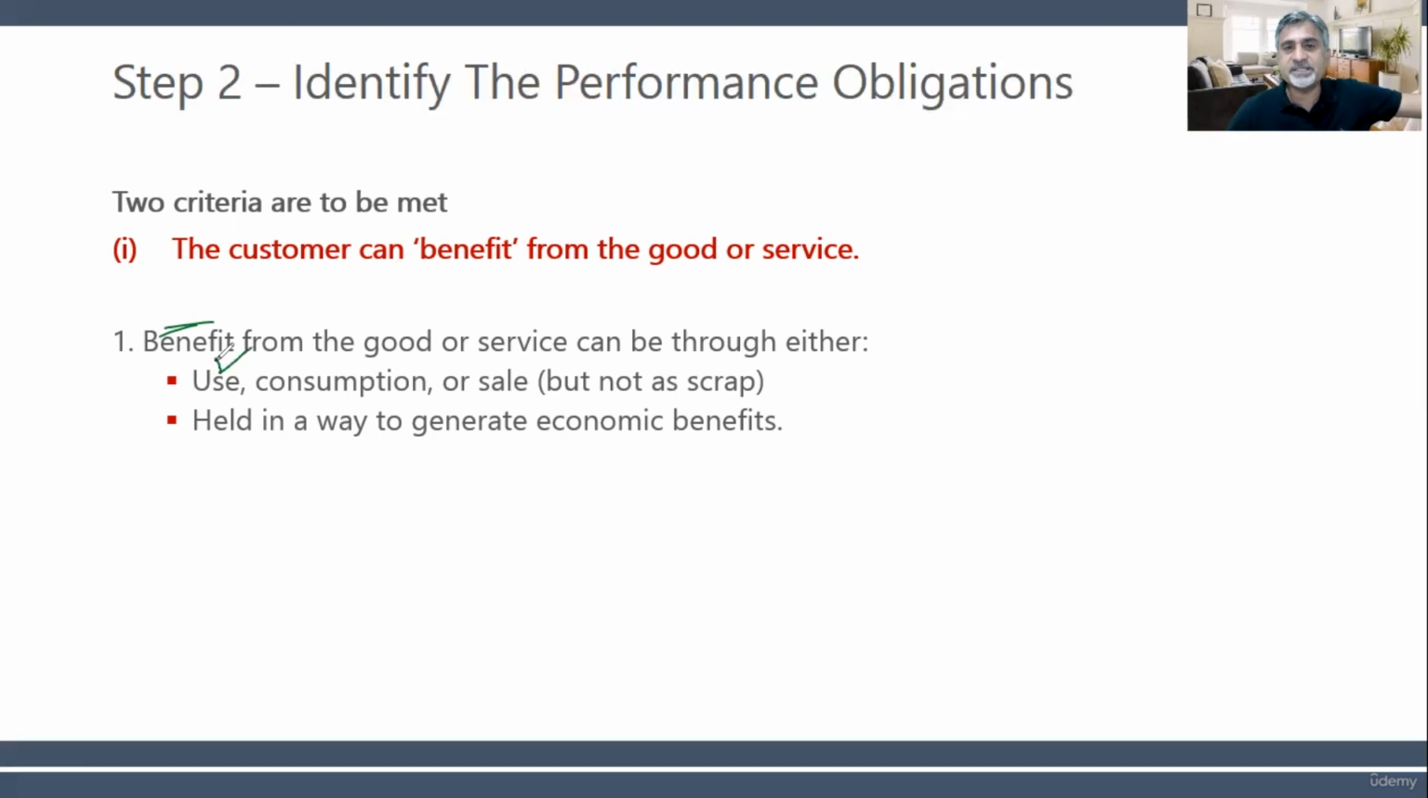Benefit means you can use it, you can consume it, or you can sell it, but not as scrap, not at the throwaway price. So either consume or use or sell, or you can hold it in a way to generate economic benefits for future. So, when I say that customer can benefit, the question arises, what do you mean by benefit? Benefit means that whatever I have provided you, either you can use it, or you can consume it, or you can sell it, but not as a scrap, or you can hold it for future to generate economic benefits.